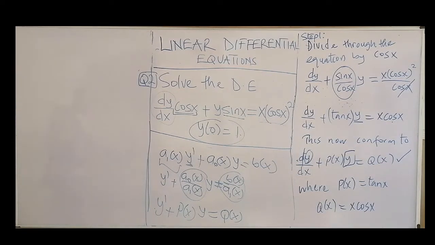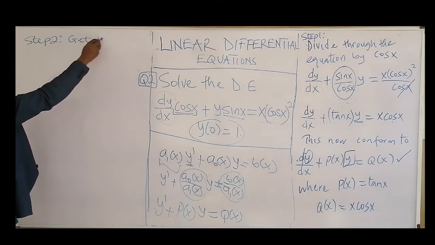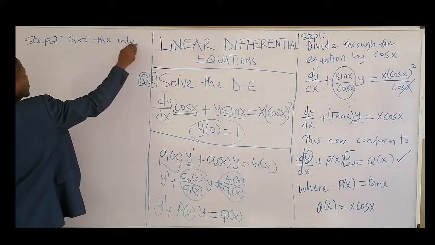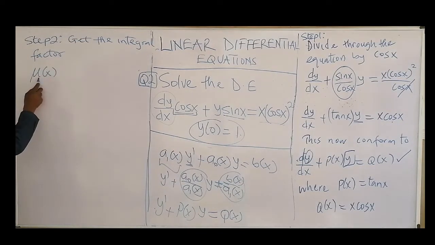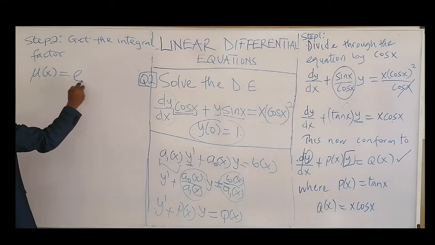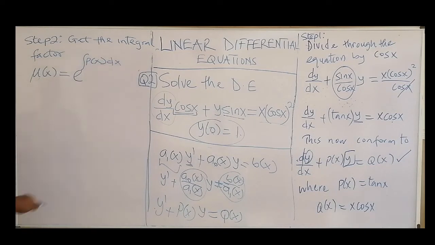We know q of x, we know p of x. Then step 2 is to get the integrating factor, which has a formula. The formula is mu, equal to exponential of the integral of p of x dx. So that's the formula for the integrating factor.